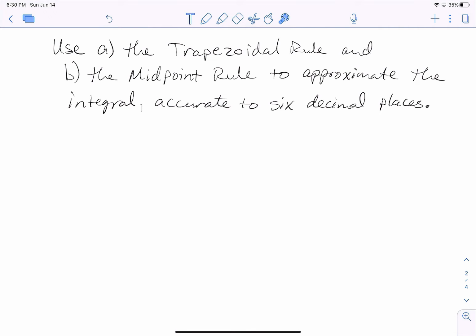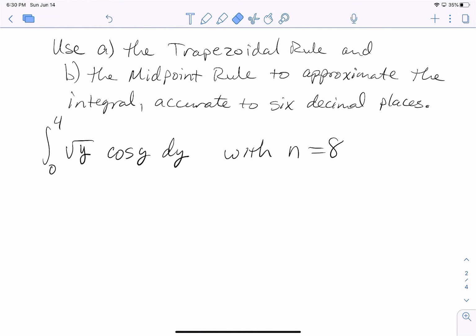We're going to look at how we use the trapezoidal rule and the midpoint rule to approximate an integral accurate to 6 decimal places. For this example, our integral is the integral from 0 to 4 of the square root of y times the cosine of y dy, and we're going to let n equal 8. Those are all in the instructions. For ease of writing, we're going to let the integral be represented by I.